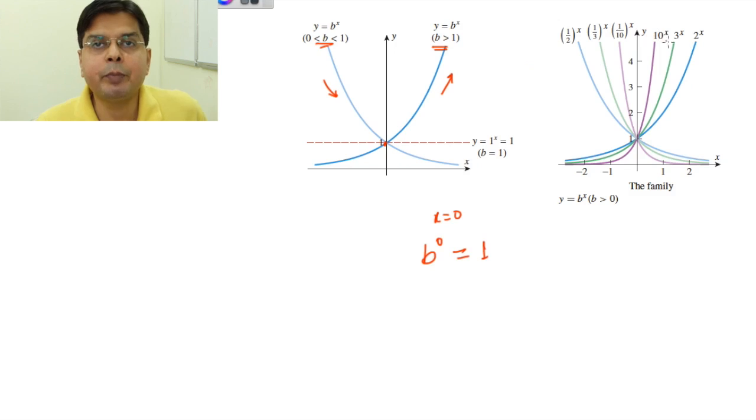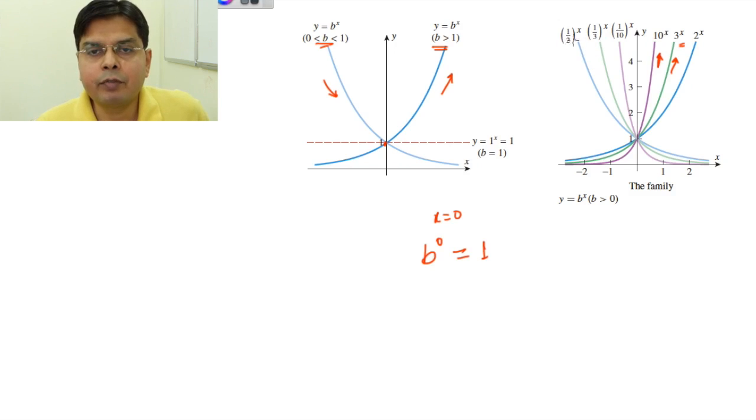If I change my b, then what will happen? You see, 2 to the power x is like this, 3 to the power x will be like this. So as my b is increasing, this curve is becoming more and more steep. You see, this 2 to the power x was like this, 3 to the power x is like this, 10 to the power x is going like this. So this is becoming more and more steep.